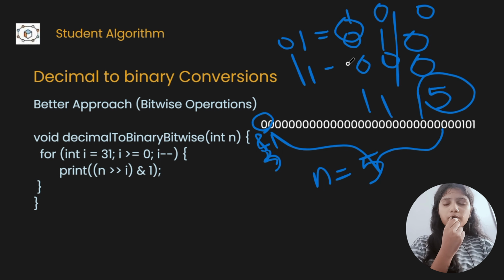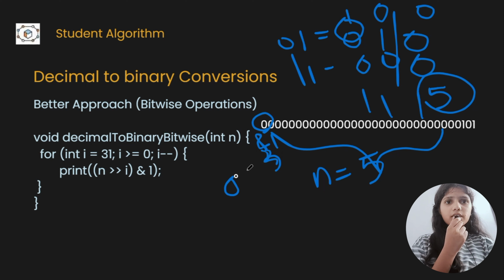Because if we do AND with 0 or 1, it will give you 1. That's why, to check whether the bit is 1 or not, we will be using AND, right? Getting my point? So what we are trying to do is perform the AND operation after shifting it.